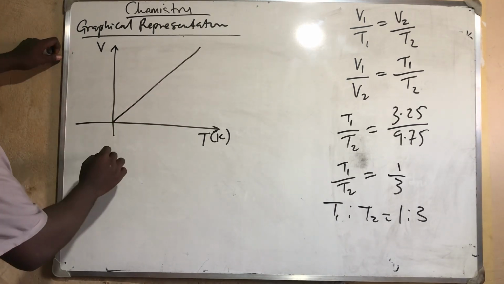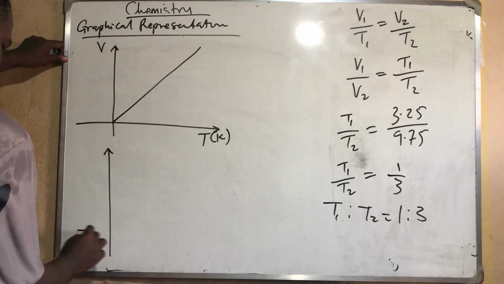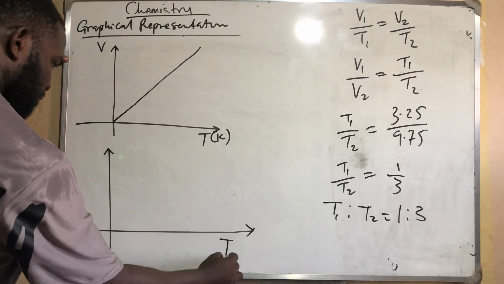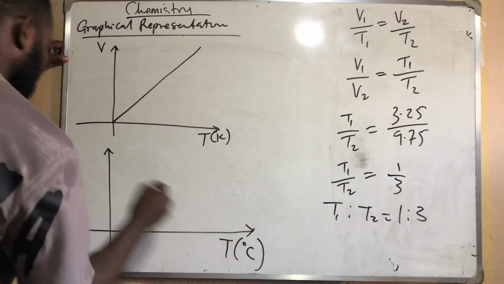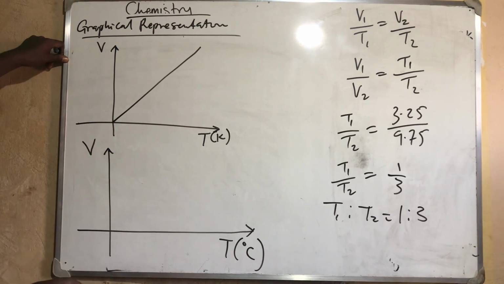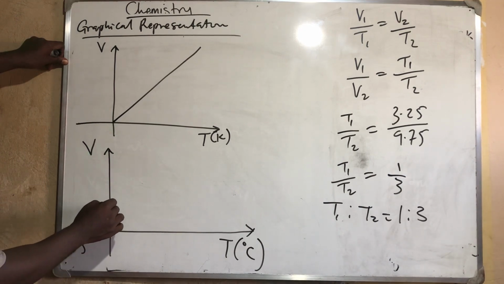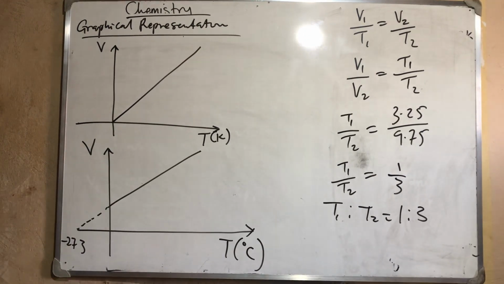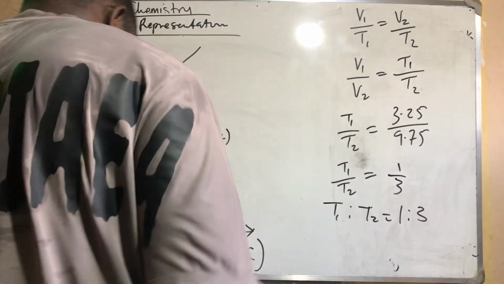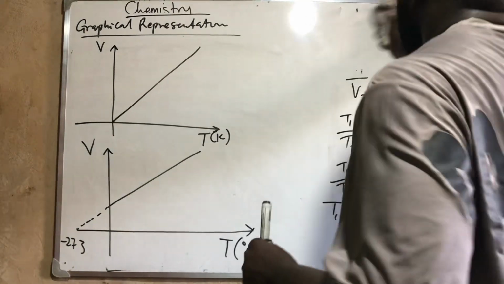But if the temperature is in degrees Celsius, and I have my volume, then it will now be, here is minus 273. Then it will start from here, getting to this place, and then move up. Okay, so that is how it is. Then the next one is when it is inverse.